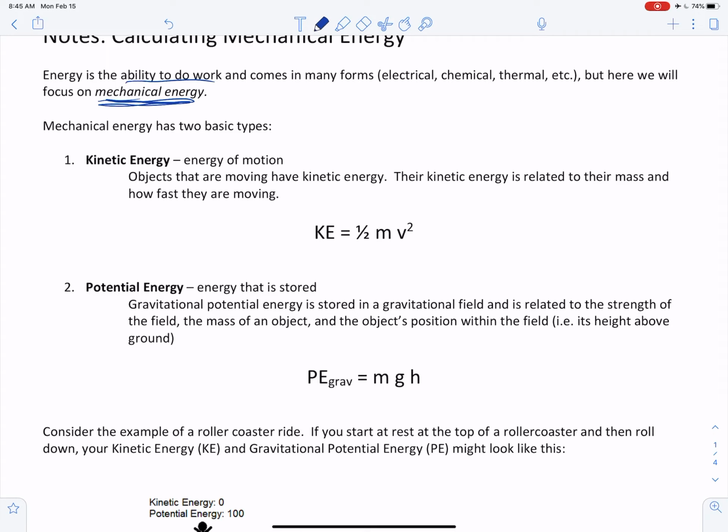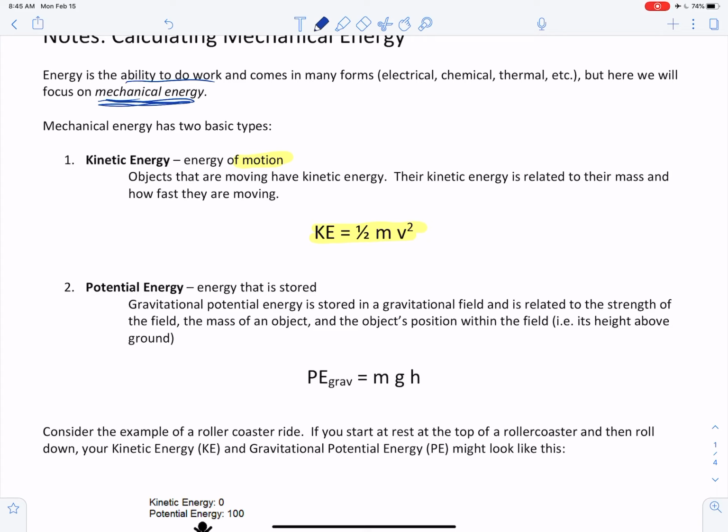So let's focus on kinetic energy for a moment. Kinetic energy is the energy of motion. Something's got to be moving if it has kinetic energy. Objects that are moving have kinetic energy that is related to their mass and how fast they are moving. And so here is the kinetic energy equation that will be used so often that it would even be helpful for you to memorize it. But it's 1/2 mv squared.